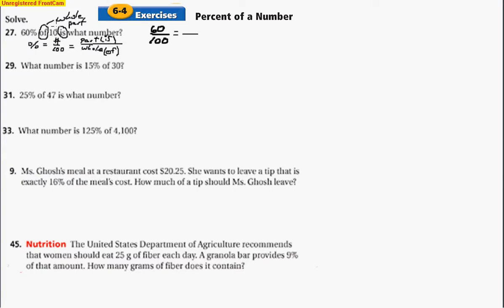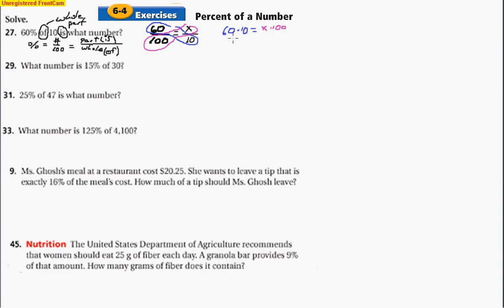And so let's take a look at this then. If we want to set this up, we're asking what the part is. They want to know what the smaller amount is, or what the part is that represents this whole of 10. So all you're going to do is cross multiply from this point, 60 times 10. So we'll set that up over here. 60 times 10 equals, and we can set up the other part, which is x times 100.